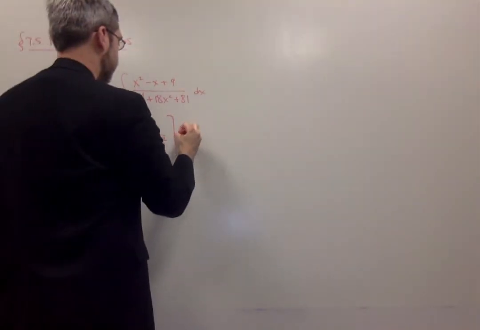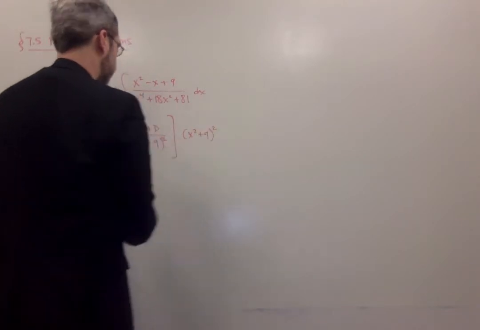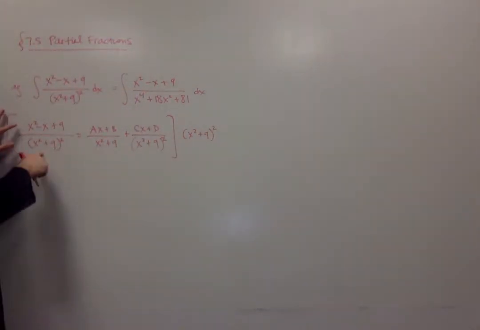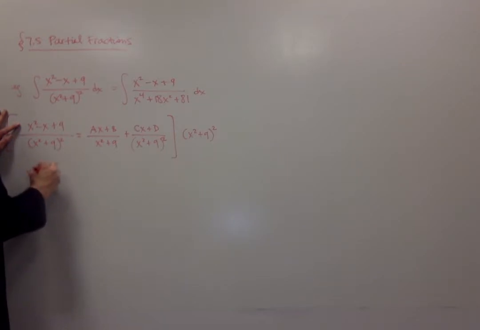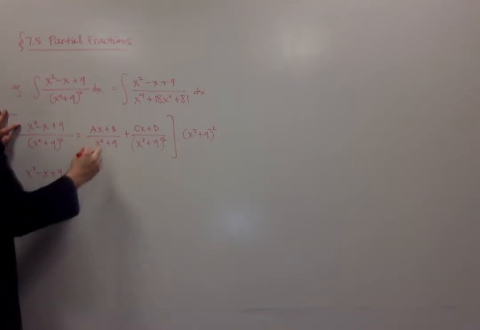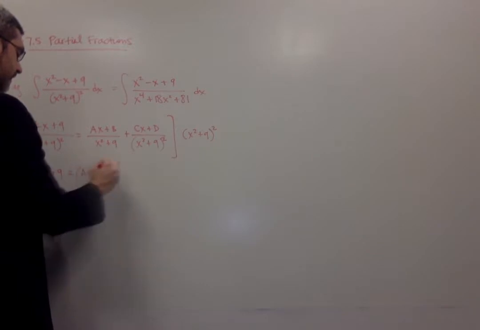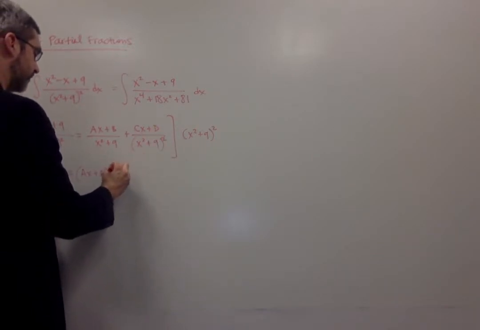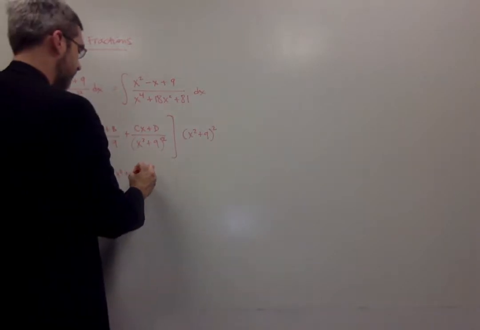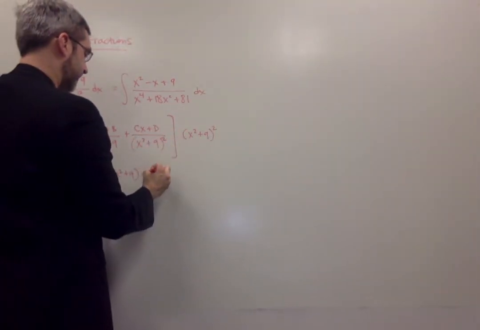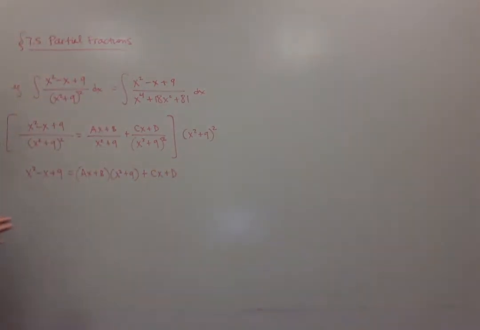Let's multiply through now by x squared plus 9 quantity squared. And that gets rid of the denominator here, so I just have x squared minus x plus 9 equals, over here I get ax plus b times one of those x squared plus 9s. And then the denominator here cancels and I just get cx plus d with nothing else on there. All right. Everything clear so far?